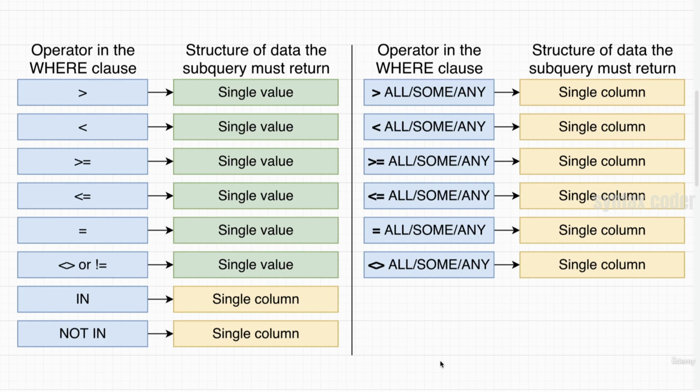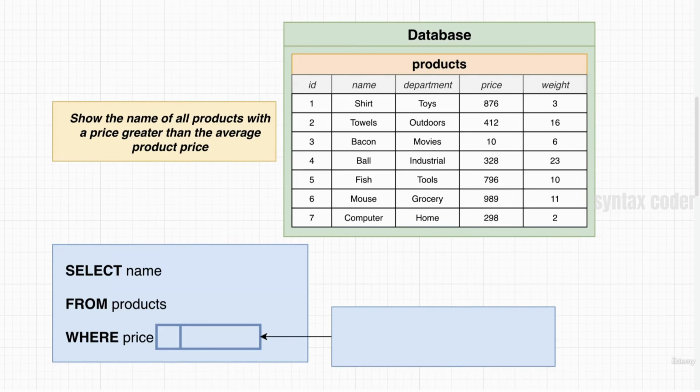As we write the query out, we're going to come back over to this table and reference and figure out exactly what the structure of data coming back from our subquery must be, depending upon the operator that we use. All right, so here's what we're going to try to solve. We're going to take a look at our products table. Our goal is to show the name of all products that have a price greater than the average product price. So to solve this, we're definitely going to need to make use of a subquery. The goal of the subquery is to figure out the second part right here, the average product price. That's what we're going to implement with the subquery.